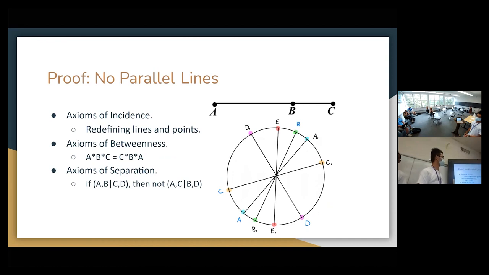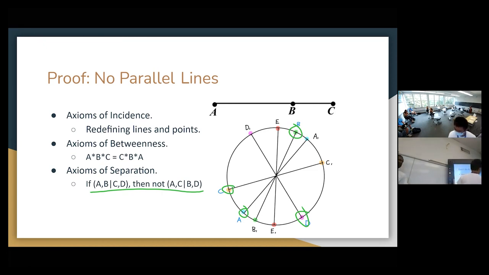This diagram may look confusing, but we're mainly going to be focusing on points A, B, C, and D. So this notion right here basically just states that if points A and B separate C and D, then points A and C cannot separate B and D. And that might also just sound confusing, but I'm going to explain this right here.